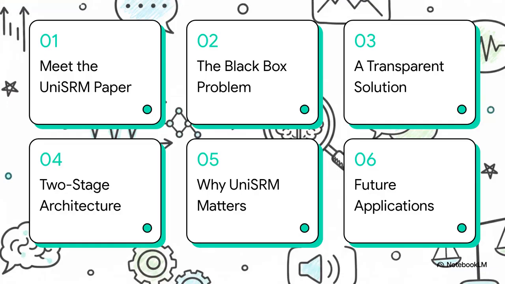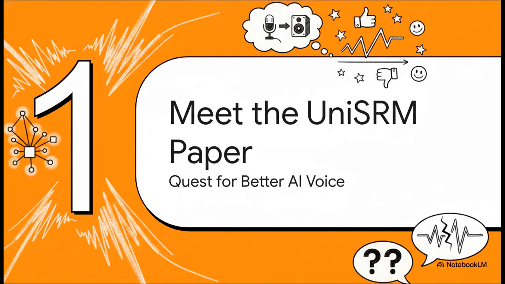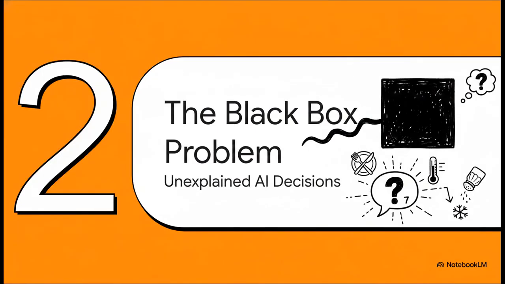Okay, really quickly, here is our roadmap for this explainer. We'll meet the UniSRM paper and define the black box problem. Then we'll look at the transparent solution and the unique two-stage architecture they use to build it. Finally, we'll wrap up with why UniSRM matters and its future applications. All right, Section 1, meet the UniSRM paper and the quest for better AI speech. And moving right along to Section 2, the black box problem, or what happens when AI just can't explain itself.